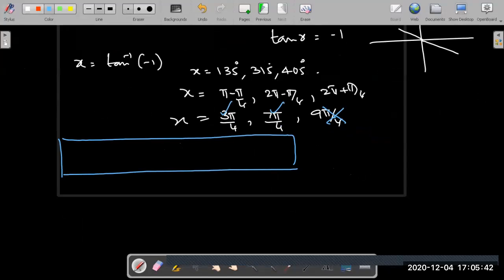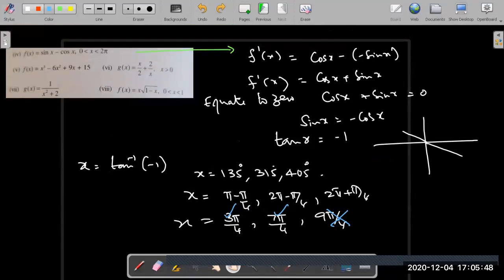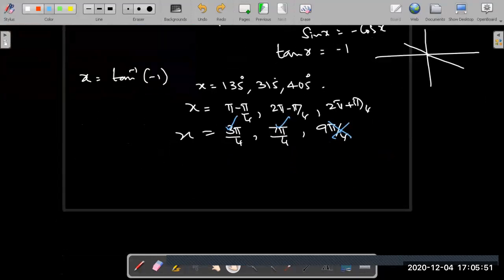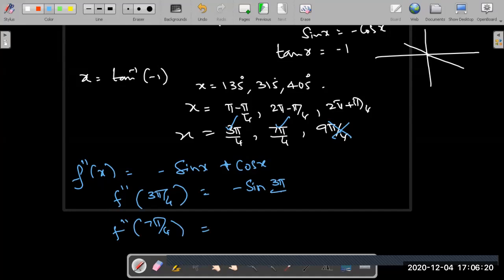So now we will make a table for these values. Well, we can do the second derivative test actually, we don't need a table. So first derivative is cos x plus sin x. So we are doing the second derivative, f double dash x equal to minus sin x plus cos x. And now we have to try f double dash at 3 pi by 4, how much? F double dash at 7 pi by 4, how much? So f double dash at 3 pi by 4 is minus sin 3 pi by 4 plus cos 3 pi by 4.